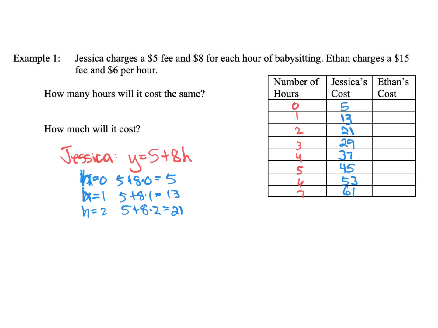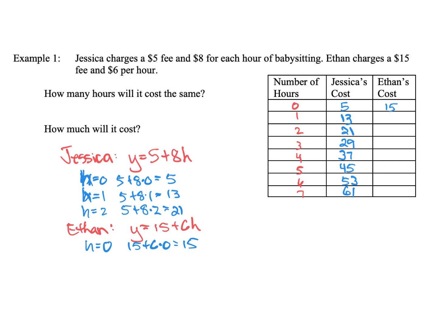Now let's look at Ethan's. His equation, he starts with 15 and it's $6 an hour. So same kind of thing. We're going to put our hour as 0. So we're going to say 15 plus 6 times 0. Put that in your calculator. So that's going to be 15. So up here is 15. And our ultimate goal is to see when these two are going to be the same. But we're just going to keep on going.